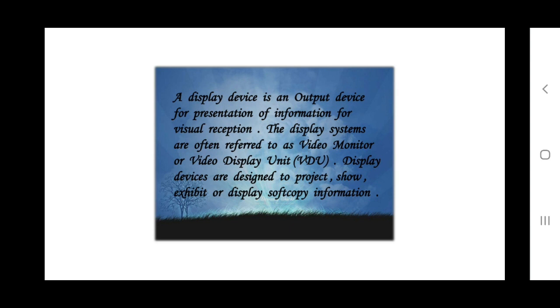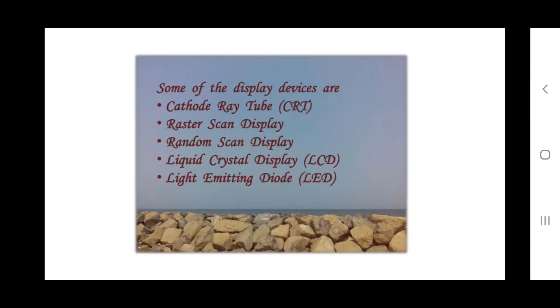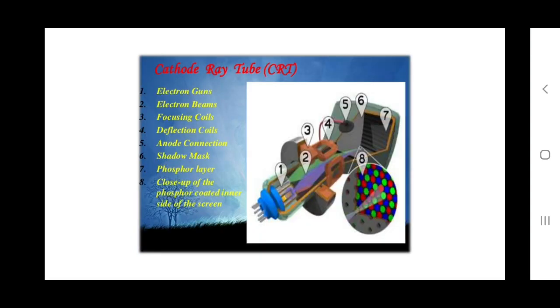Some of the display devices that are available are cathode ray tube, raster scan display, random scan display, liquid crystal display, and light emitting diode. So the first one is the cathode ray tube.